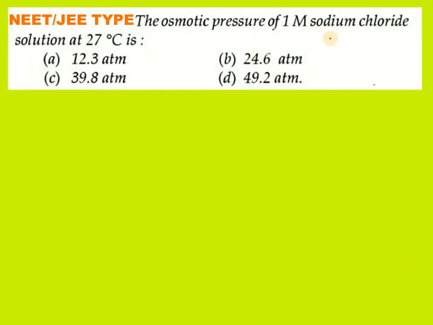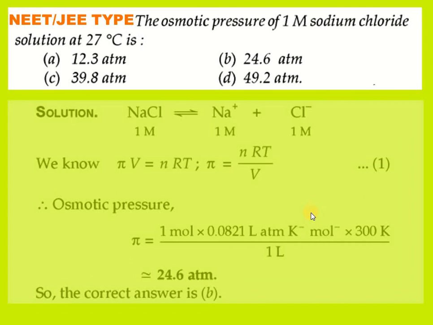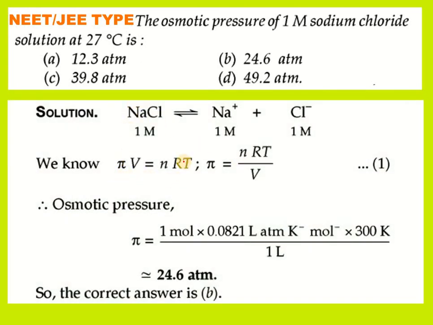Next question. The osmotic pressure of 1 molar sodium chloride solution at 27 degrees Celsius is? Osmotic pressure is a colligative property and the formula is pi equals nRT by V, where the number of moles given in the problem is 1 mole, R value is 0.0821, temperature given is 27, that means 300 Kelvin, and volume is 1 liter. For molarity, we only discuss 1 liter. Upon substituting all these values, we got 24.6 atmosphere as the osmotic pressure. So option B is the right option.